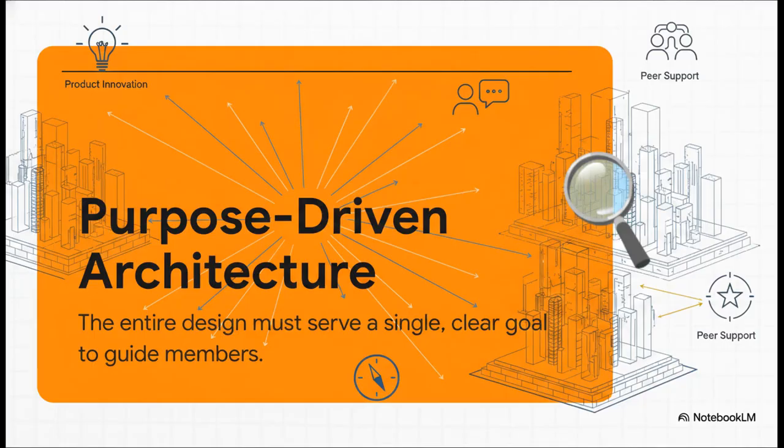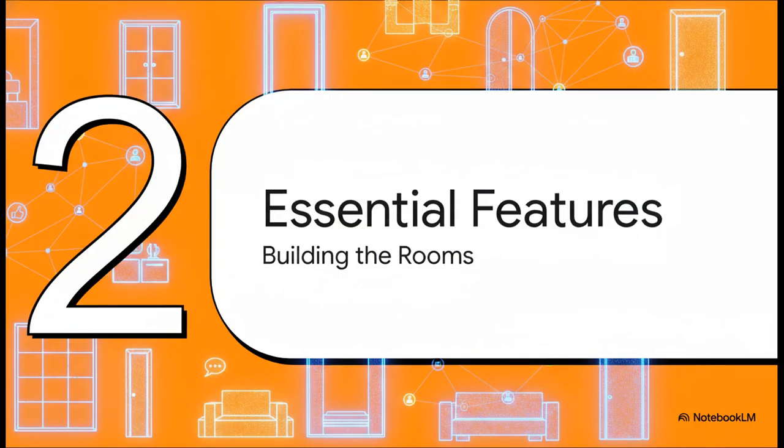Which brings us to our very first pillar, purpose-driven architecture. Look, before you lay a single brick, your community has got to have a singular, unmistakable purpose. Like, what's the goal here? Are you trying to crowdsource product innovation, or maybe you're building a space for peer-to-peer customer support? If you don't define this central why, your community is going to suffer from totally scattered momentum. Every single feature, from your homepage layout down to the user profiles, must relentlessly guide your members toward that central goal. Moving right along to Section 2, Essential Community Features, Building the Rooms.